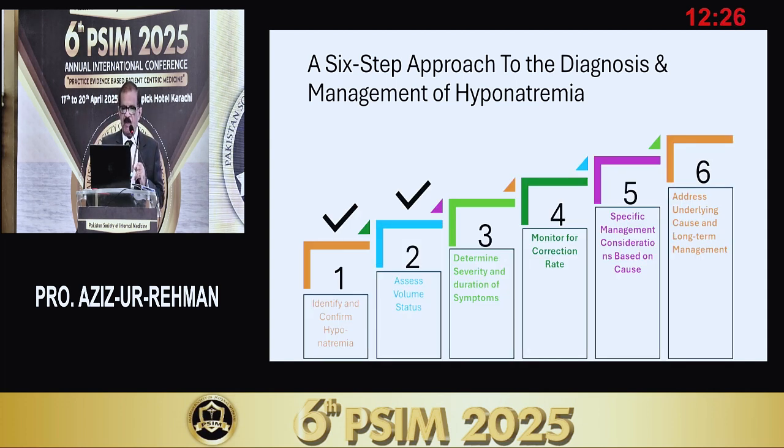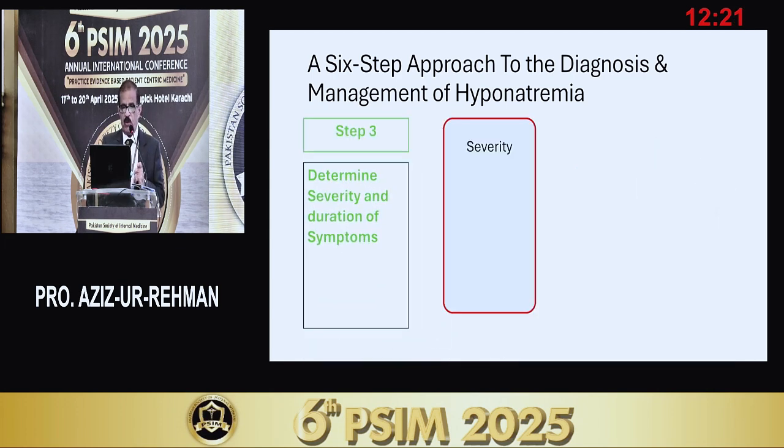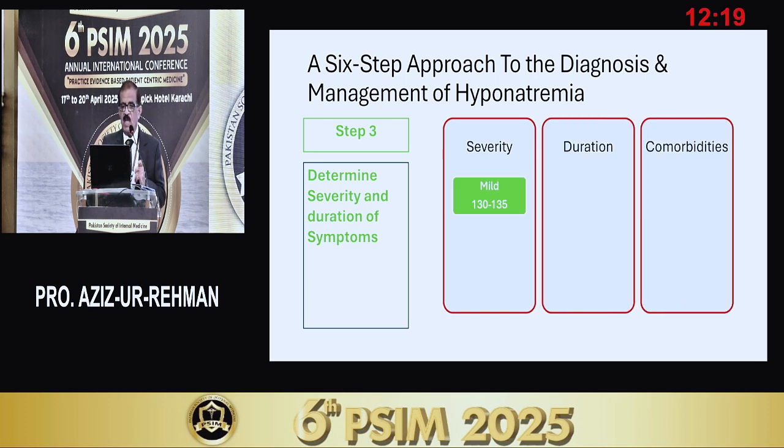And now let's take step number 3, determine severity and the duration of symptoms. This is again very, very important. Severity: if it is within 130 to 135, it is very mild and mostly asymptomatic. Moderate is between 120 to 129. Again, the patient may have some non-specific symptoms, lethargy, drowsiness, or some sleep disturbance, or if it is severe, it's very likely to be symptomatic. Patient may be having fits or may be unconscious. So hyponatremia is actually a potentially very, very serious disorder if it is severe.